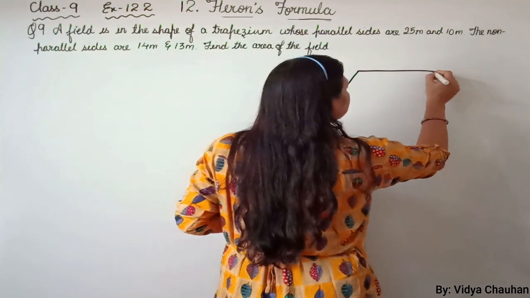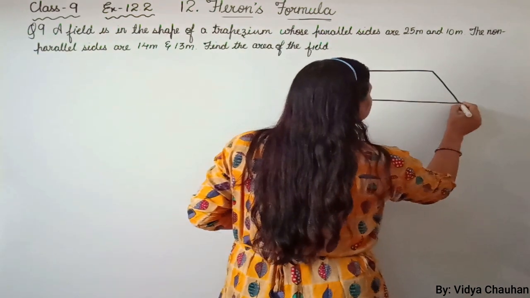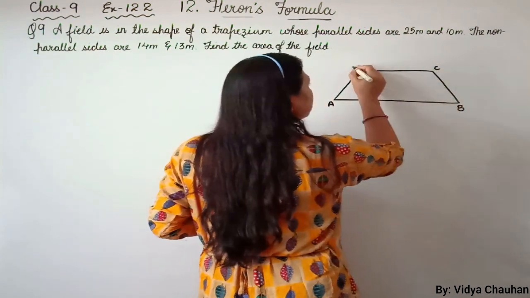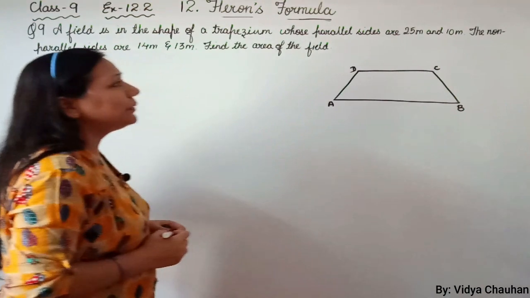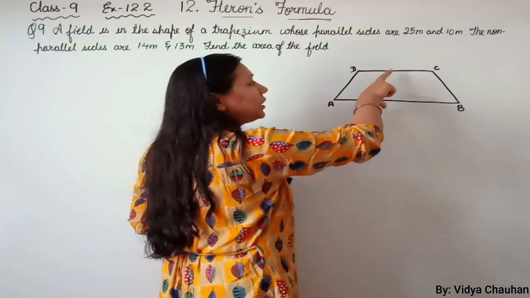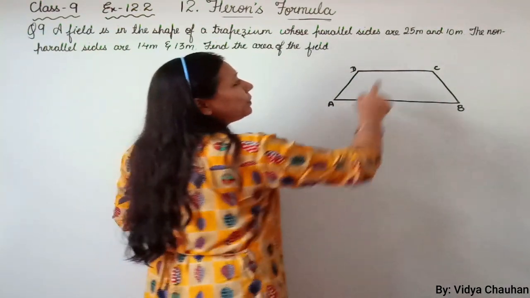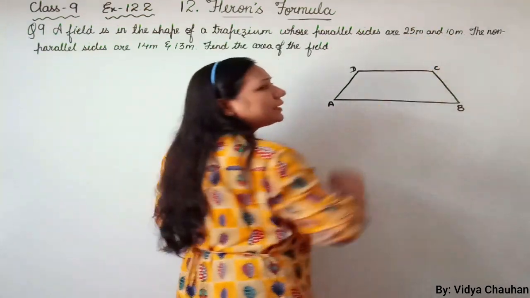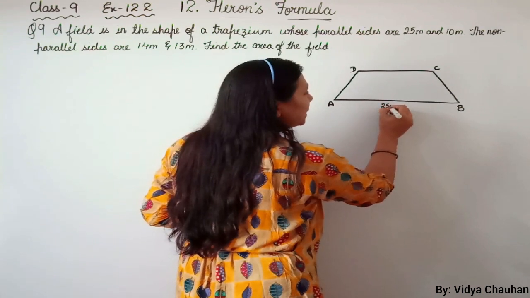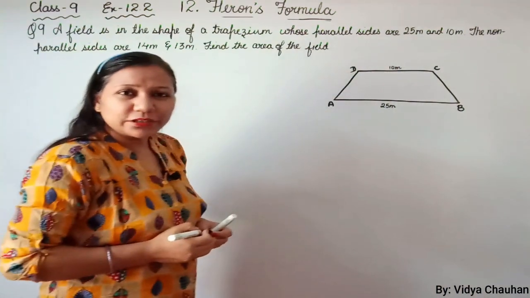So suppose this is the shape of a trapezium, and I'm giving it the name A, B, C, D. So this is our trapezium ABCD, in which the parallel sides are, what are the two parallel sides? The parallel sides are AB and CD. The two parallel sides are 25 meter and 10 meter. So the longest side, I'll write it as 25 meter, and the shorter side is 10 meter.